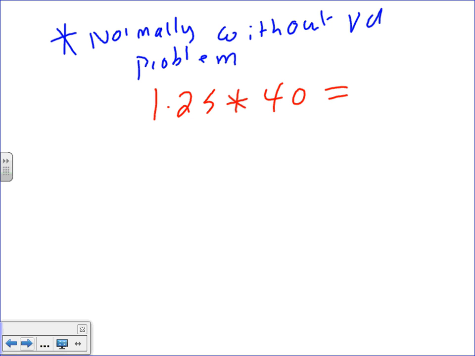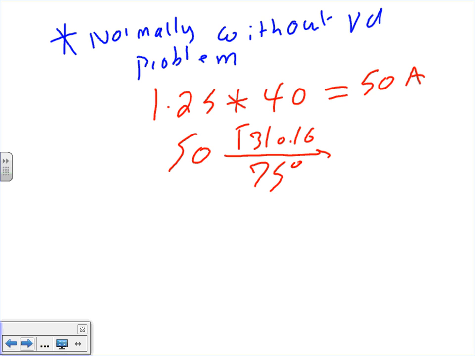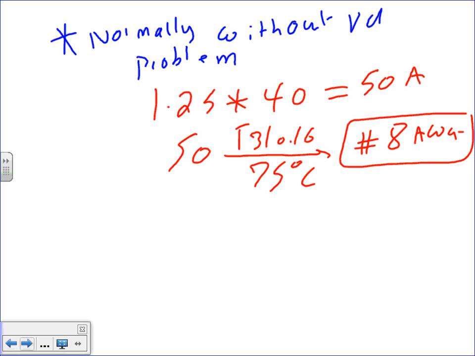50, 50? 50. Yeah. Another German agree? Or lady? Okay. Then what do you do? You take the 50 to where? The 310.16 table. Under which column? 75Y. Motors. What do you get? Number 8 AWG. What was the size that we came up with before? Number 8 too. Number 8.